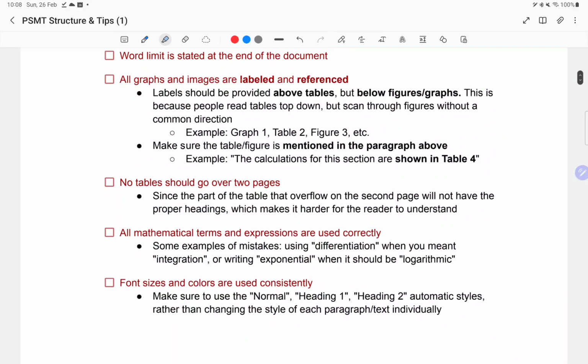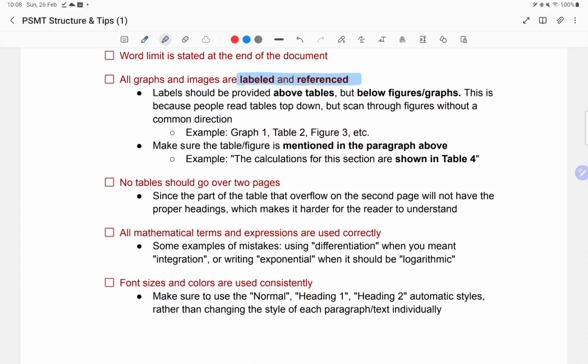All graphs are labeled and referenced. So this is like my personal preference. The reason is this is what university asks you to do. This is the university requirement, and the table or label, the reference, normally is not counted towards a word count, so you don't worry too much about it.